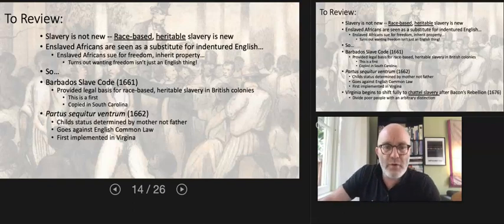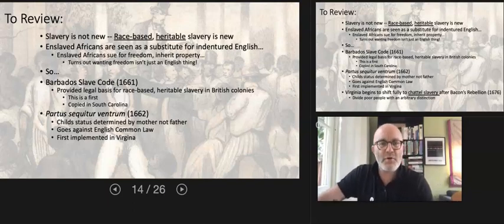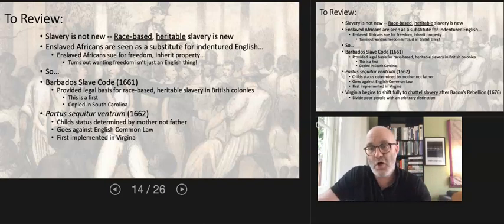Partus sequitur ventrum is a fancy way of saying you inherit your status from your mother, which is not the way it is in English common law. In English common law, you inherit your status from your father. Of course, in a region and time where sexual violence against black or enslaved women is commonplace, you can't have a black or half-black child inheriting your property. So they changed the laws. That's implemented in Virginia.